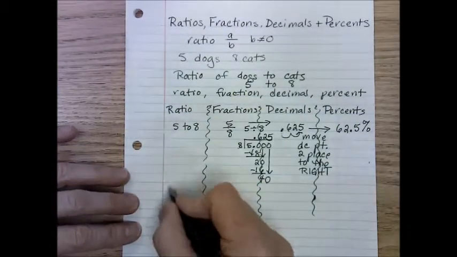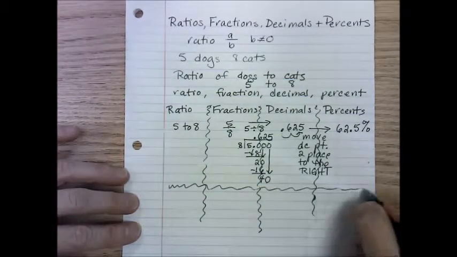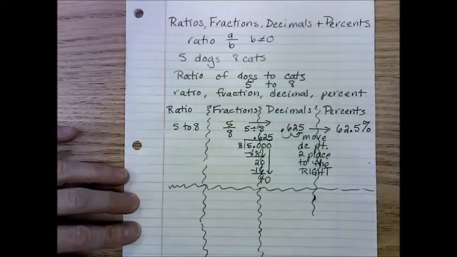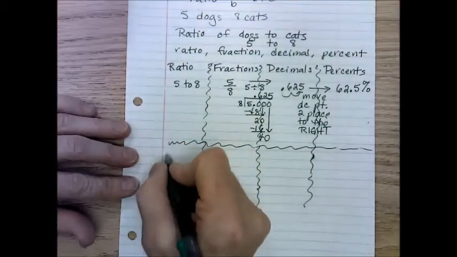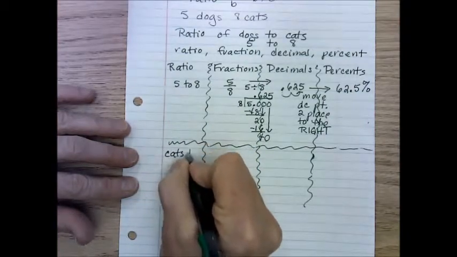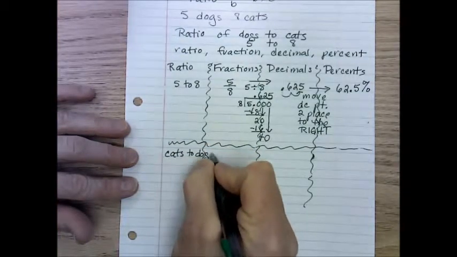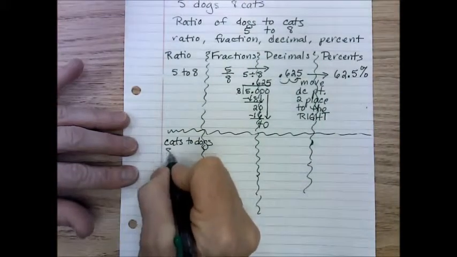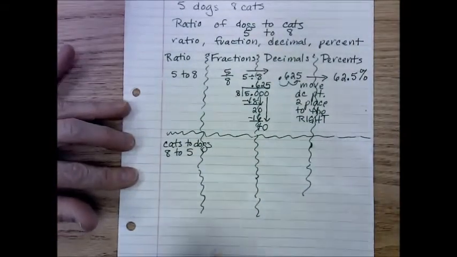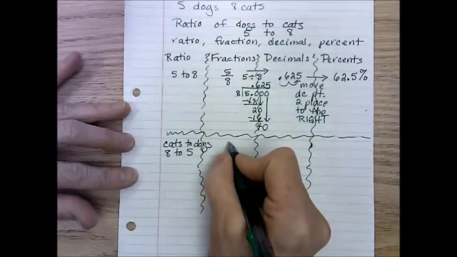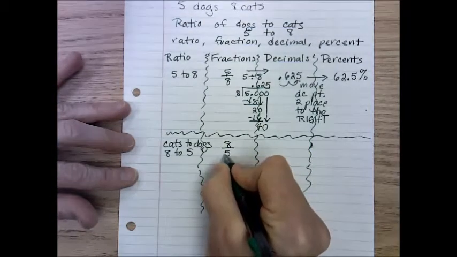All right, let's try another one. What if we're talking about the ratio where we're going to compare cats to dogs? Then we would have the ratio 8 to 5, and that is a different number. So as a fraction, that would be 8 over 5.